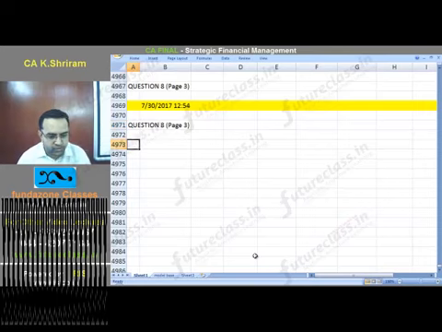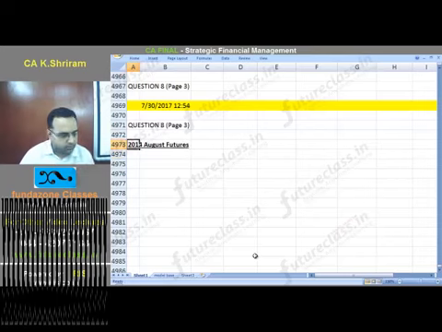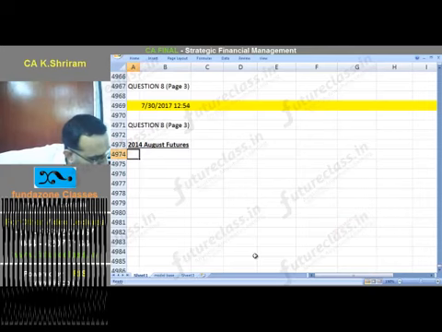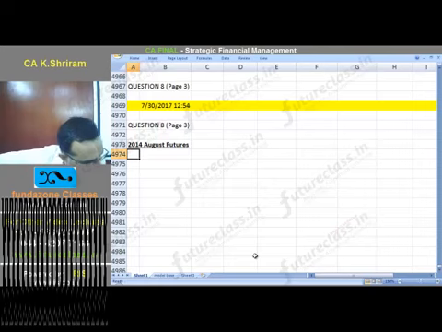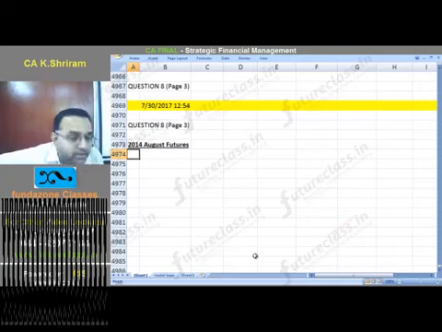Let's take August futures, 2014 August futures. Now, purchased, one lot size is how much? One lot is how many units? 500 units. Purchased 5 lots, it's like buying 500 shares, 500 into 5, 2500 futures. What is the exercise price? 534. What is the expiry date?